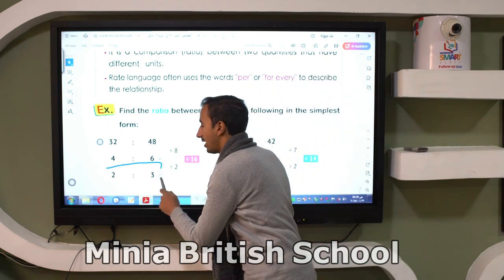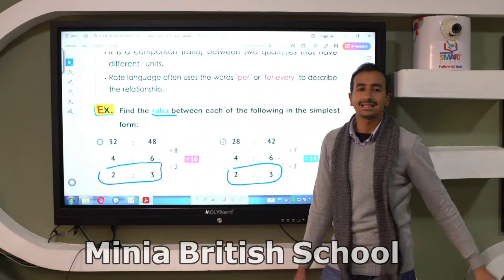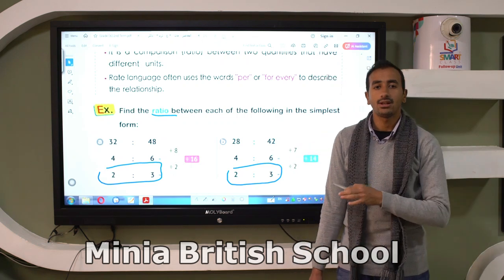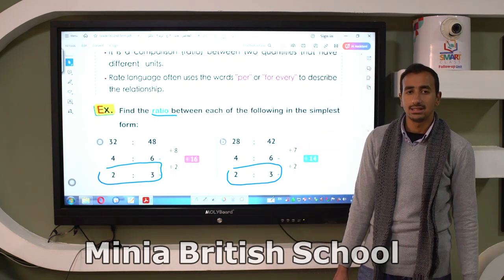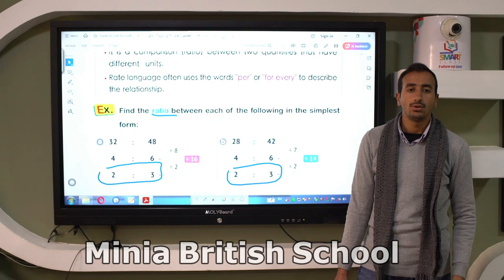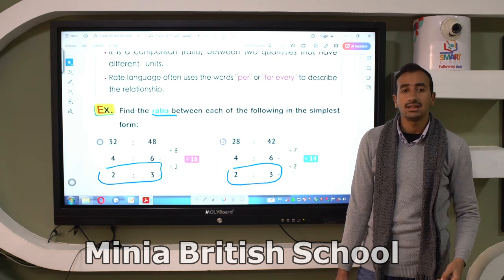How can you rewrite the ratio in the simplest form? That's finally all the ideas in lesson 1 in this unit, understanding ratio.